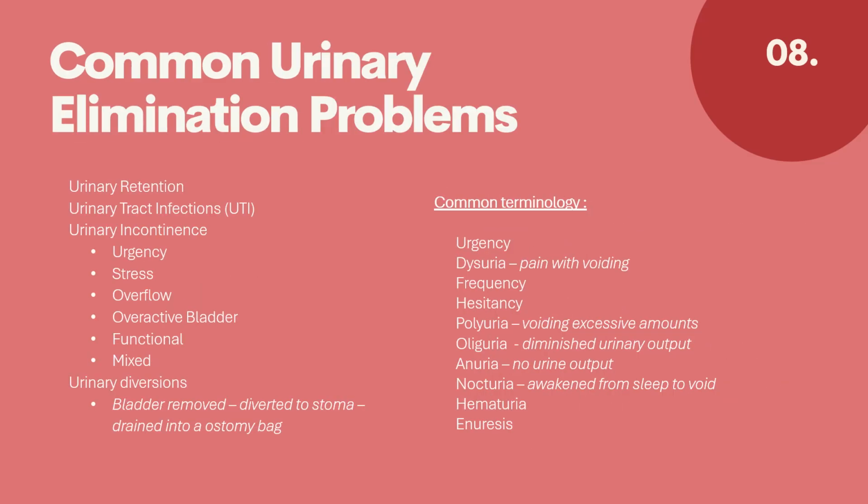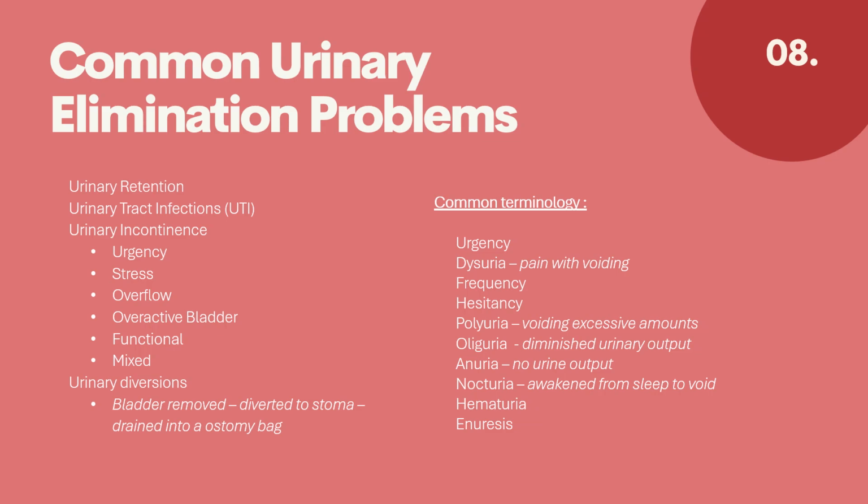So, what are some common urinary elimination problems someone may come in with? First, they may have some urinary retention. That's the inability to completely empty the bladder. There are many different reasons for this. Maybe there's an obstruction, a neurological deficit. Maybe they're post-op and they've had anesthesia. Certain medications can cause this as well.